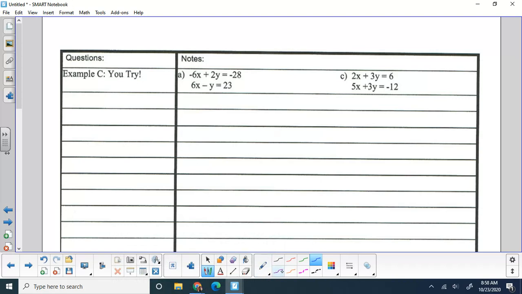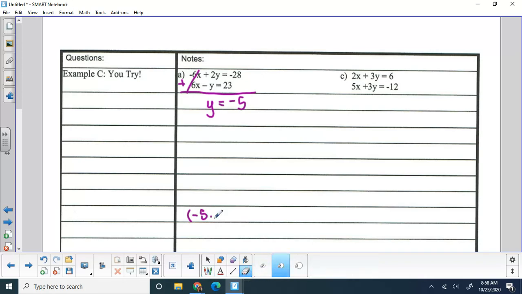All right, I'm back. Let's go ahead and take a look. In the first one, I see that the x's already have the same number but opposite sign. So when I go to add these equations together, they add to 0. 2 plus negative 1 is just 1y. This makes this problem very easy to work with. Negative 28 and 23 is negative 5. Wow, we already have our y coordinate for this problem. That was really fast.